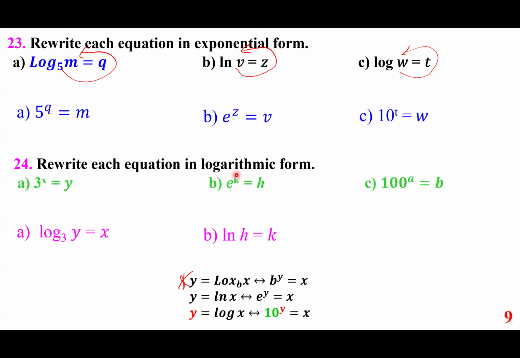Now, I wrote this for common log. Please understand this is not a common log because the base is not 10. So log of the result, log of b, base is 100, equals the exponent a. So we don't want to make a mistake here.